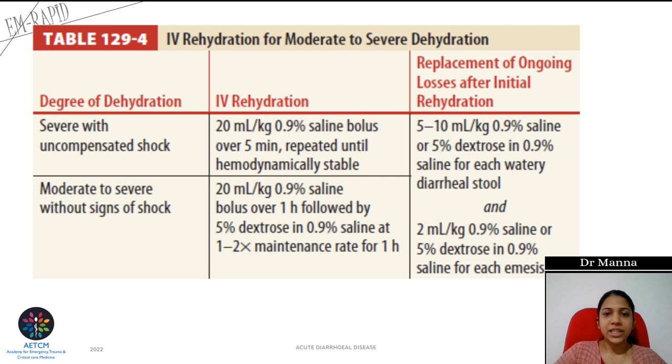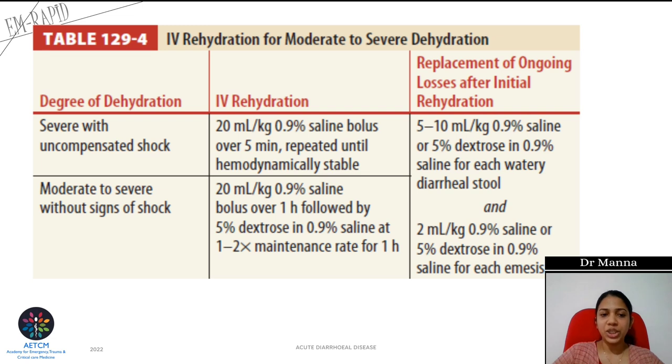So suppose this patient in severe dehydration presents to us with a shock. So in shock, we cannot wait for a fluid to get over within 1 hour. So we'll have to bolus the fluid. So IV rehydration with crystalloid should be done in a 20 ml per kg dose. That should be bolus over 5 minutes. And if the child is still in shock after that bolus dose, we can give up to 3 boluses. So maximum 60 ml per kg can be given to the child.